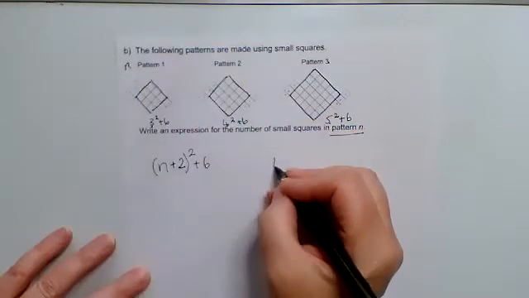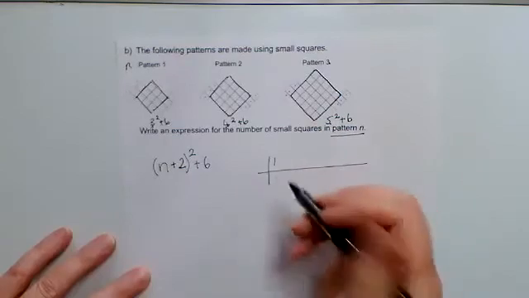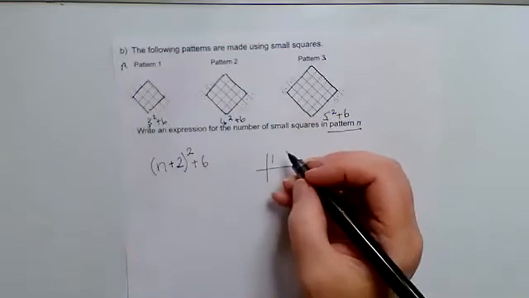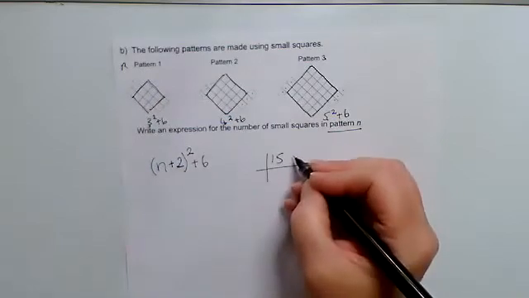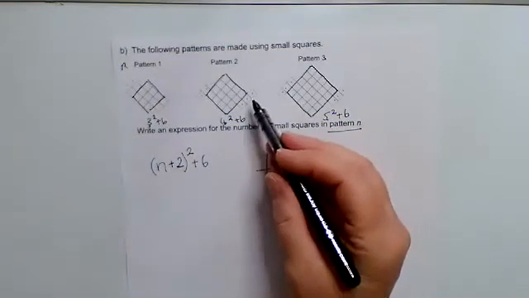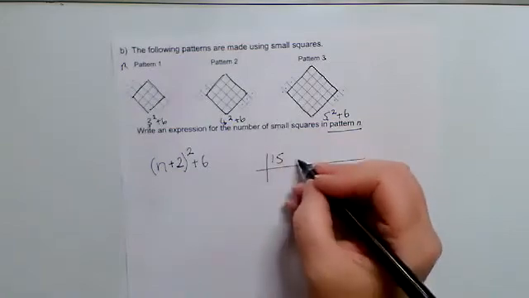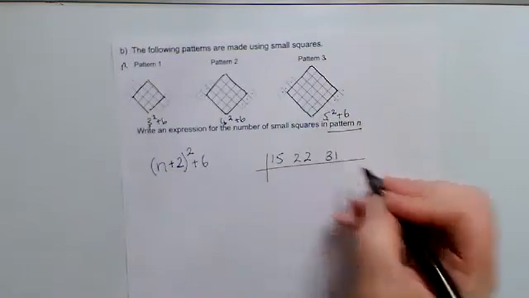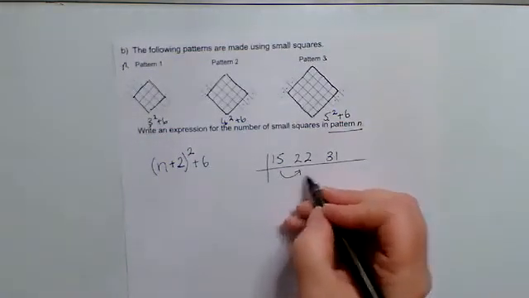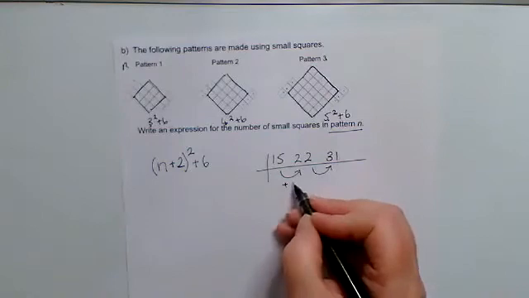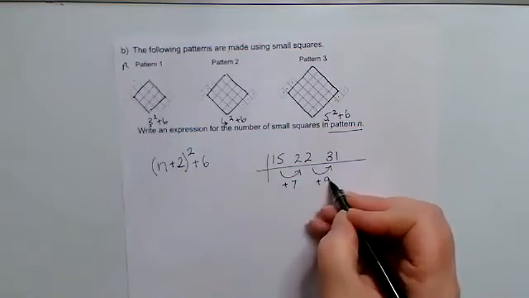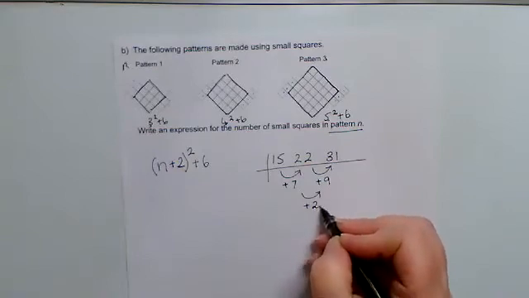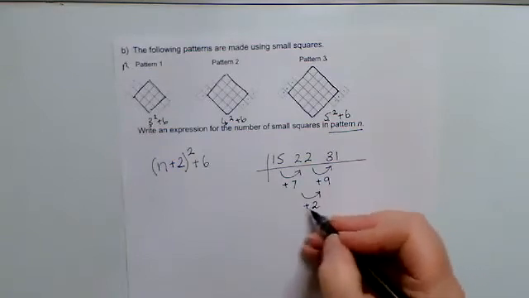So in pattern, just write this out. In pattern 1, I've got, that would be 9 plus 6, so that gives me 15. In pattern 2, I've got 16 plus 6, so that's 22. And in pattern 3, I've got 25 plus 6, which is 31. So if I look at the difference here, this is add 7, this is add 9. So I haven't got a constant difference. This is add 2. So it would be a constant second difference.